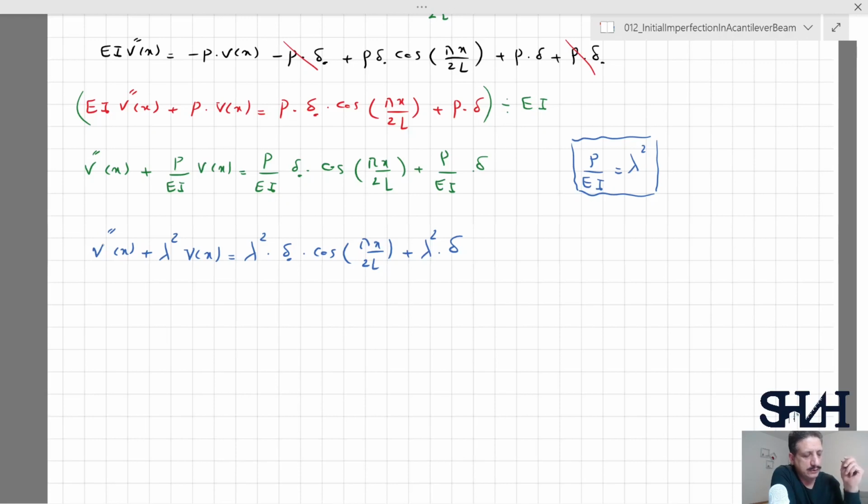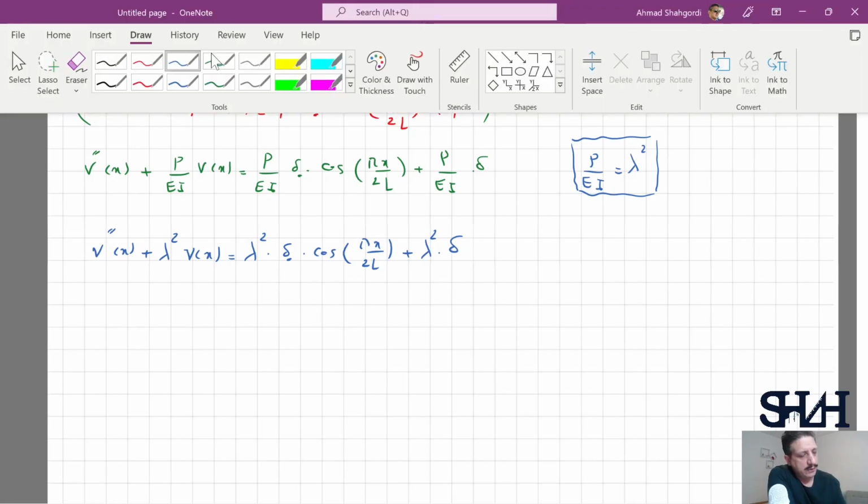To solve this, we need to find out the homogeneous solution from the characteristic equation and also the non-homogeneous solution. For the non-homogeneous solution, we have two answers. One is cosine and the other one is a constant value, lambda square times delta. First, we need to solve the characteristic equation.